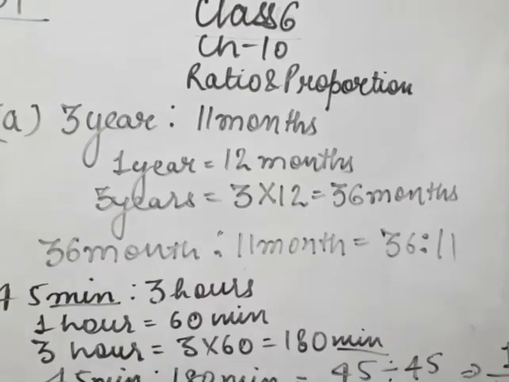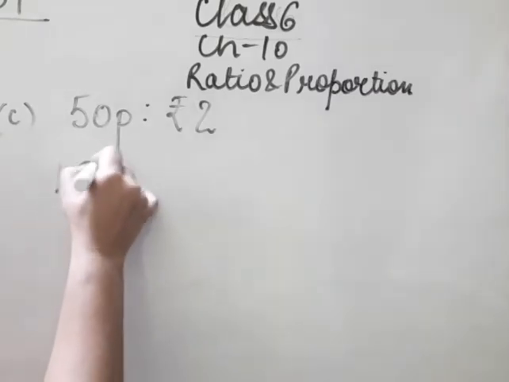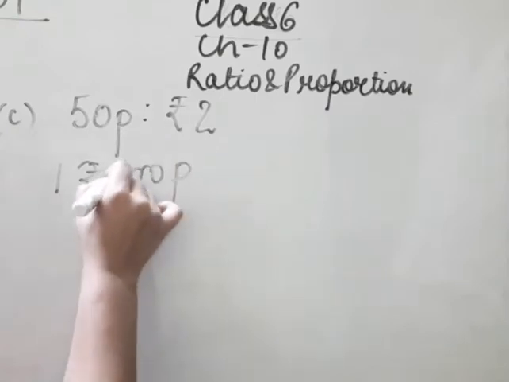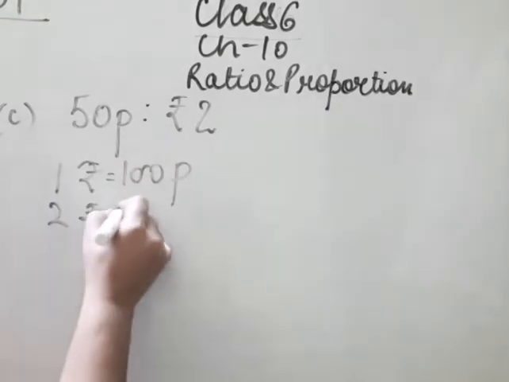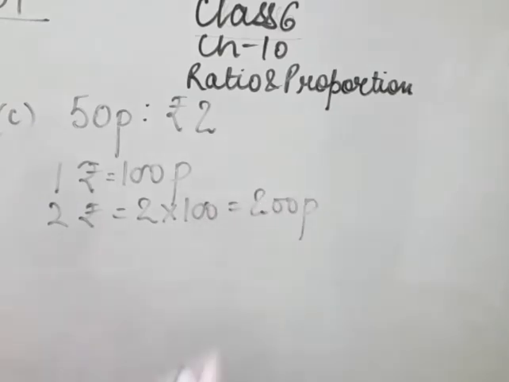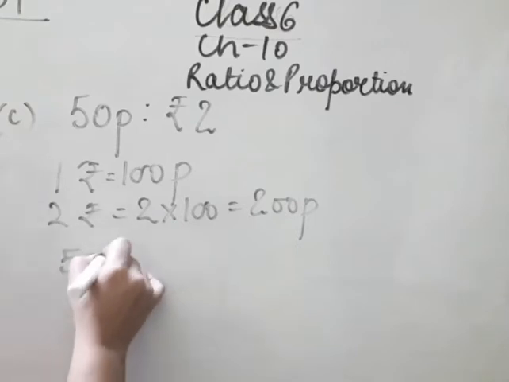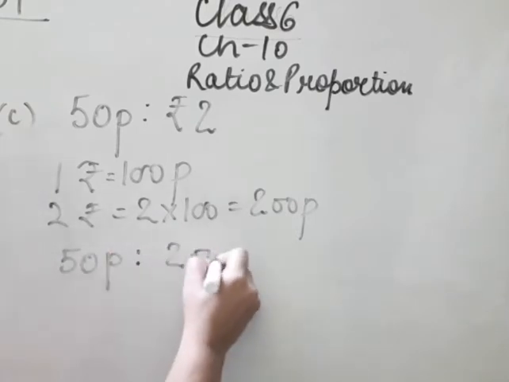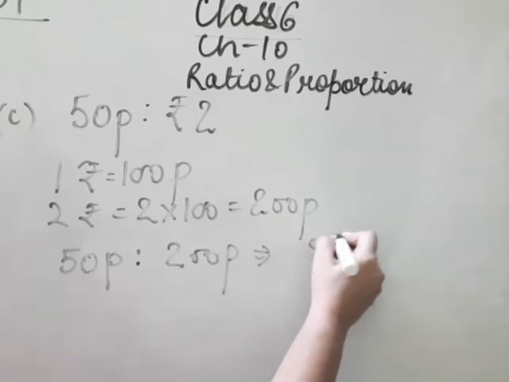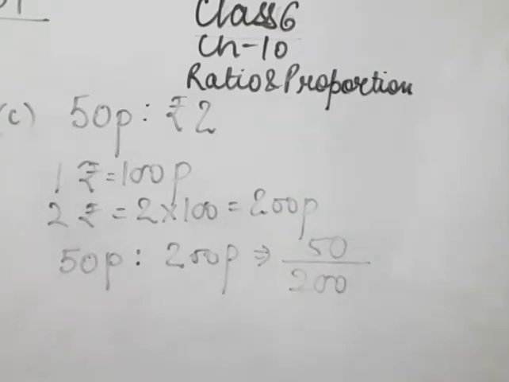Okay. Now look at the C part: 50 paisa ratio 2 rupees. We know that 1 rupee is equal to 100 paisa, yes or no? So 2 rupees is equal to 2 into 100, that is 200 paisa. In place of 2 rupees you will write 200 paisa. So you will write 50 paisa ratio 200 paisa, which you can write as 50 upon 200.